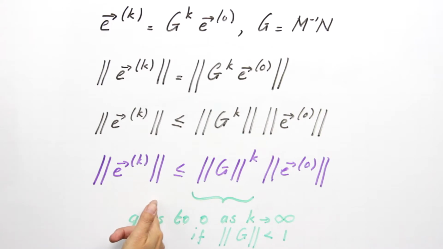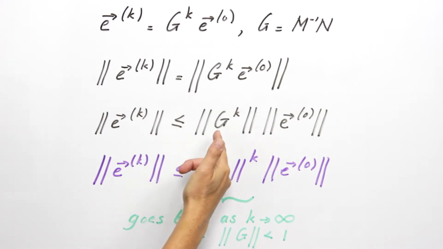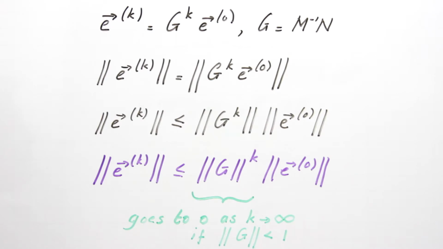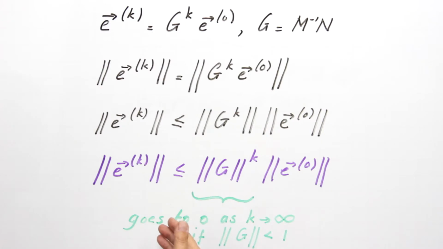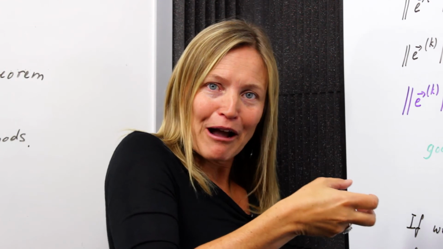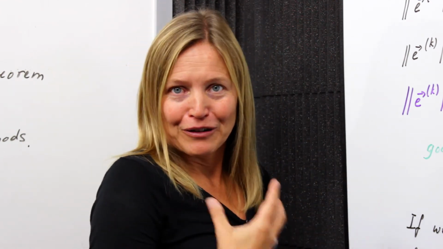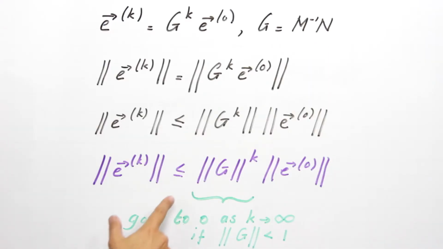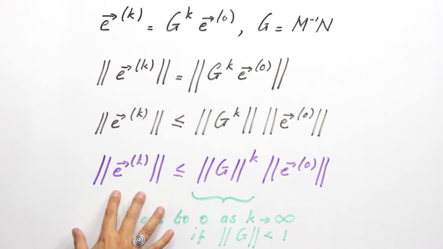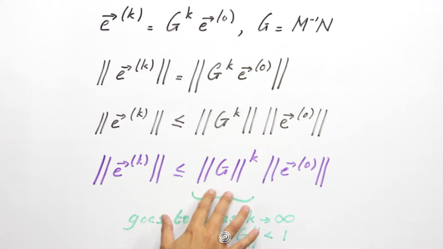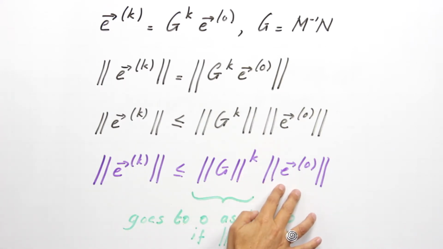Now, the next thing we can do with norms is if we have the norm of a product of matrices, then that is bounded from above by the product of the norms of each of these individual matrices. What that really means is that the norm of G to the power k is bounded from above by the norm of G, to the power k. It is as if we can take that k power and pull it outside of the norm. So now again we have that the norm of E^k, the error we make at the kth iteration step, is bounded from above by the norm of G to the power k times the norm of E0.